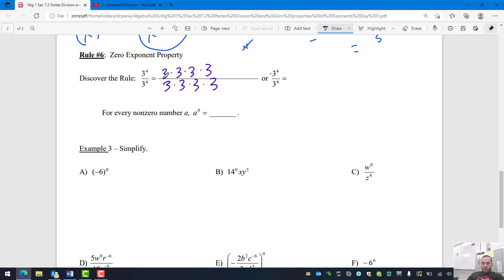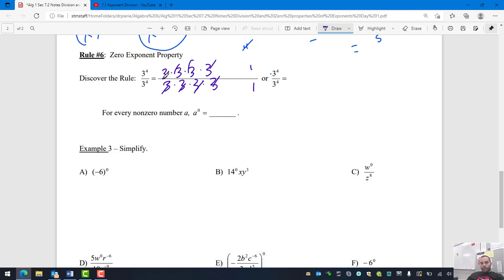And when we cancel everything, each 3 cancels with each 3. We're basically going to be left with nothing left in the numerator and nothing left in the denominator. Okay, this is not 0 over 0. What it really is, is 1 over 1.